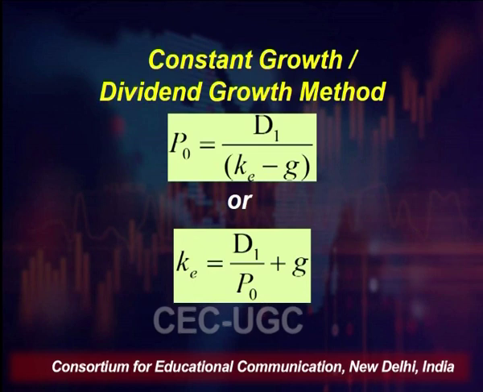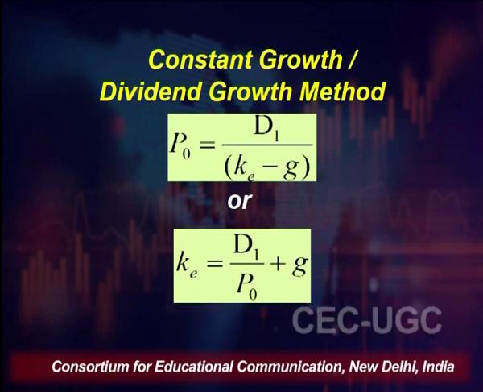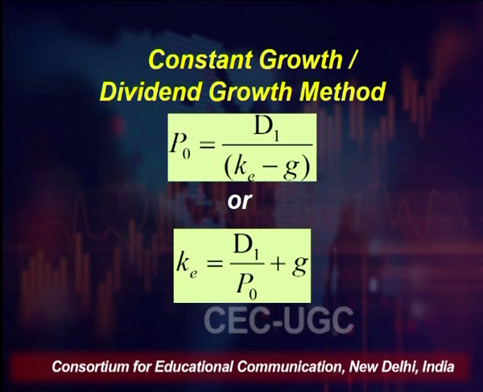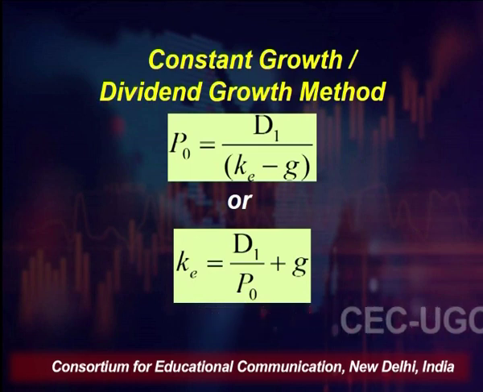Okay, in this case, how can we calculate the value of share first? Our value of share, that is P0, is equal to D1 divided by KE minus G. KE is our cost of equity. What we are interested in here is KE.